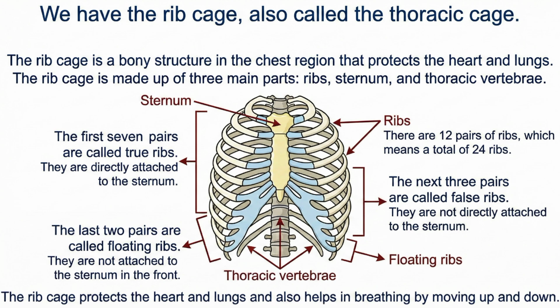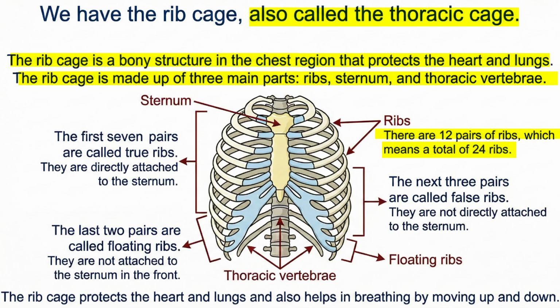After that, we have the rib cage, also called the thoracic cage. This diagram shows the rib cage. The rib cage is a bony structure in the chest region that protects the heart and lungs. The rib cage is made up of 3 main parts: ribs, sternum, and thoracic vertebrae. There are 12 pairs of ribs, which means a total of 24 ribs.